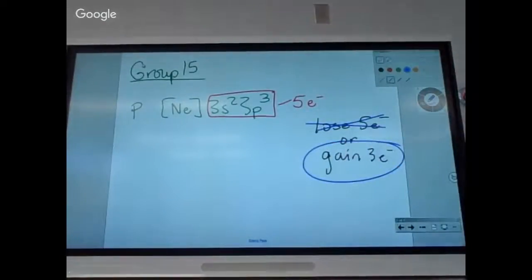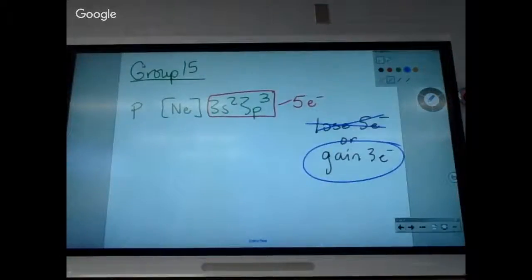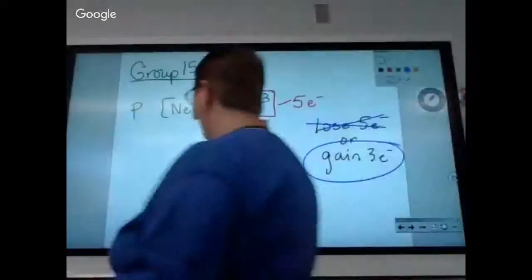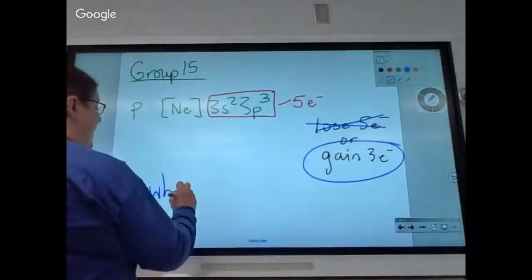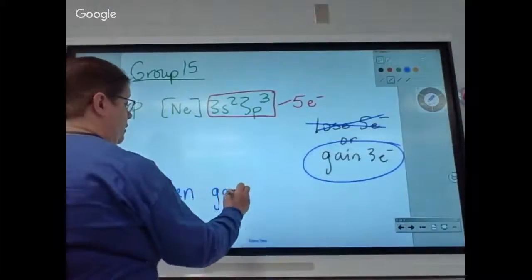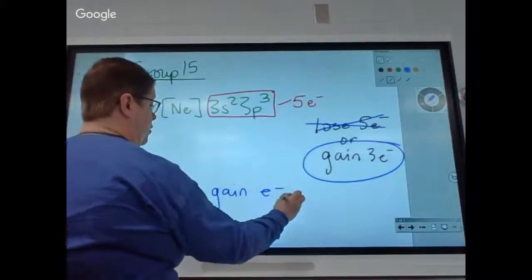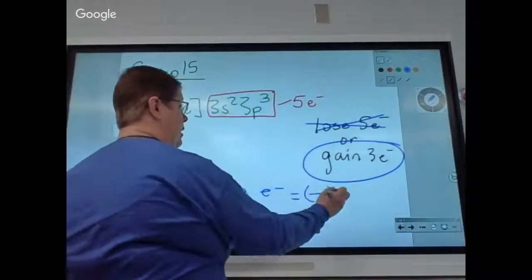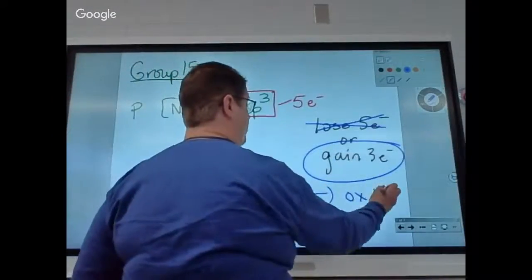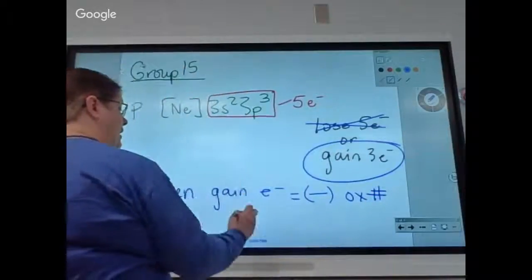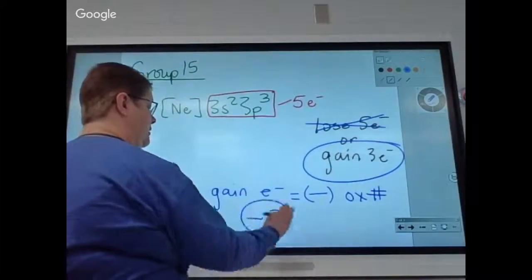So what oxidation number are we going to have if we gain 3? Okay, so when you gain electrons, you have a negative oxidation number. So we're going to have a negative 3 this time.